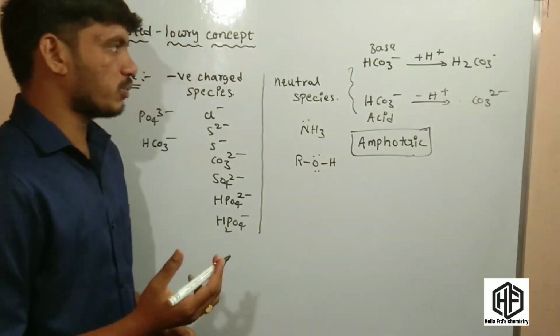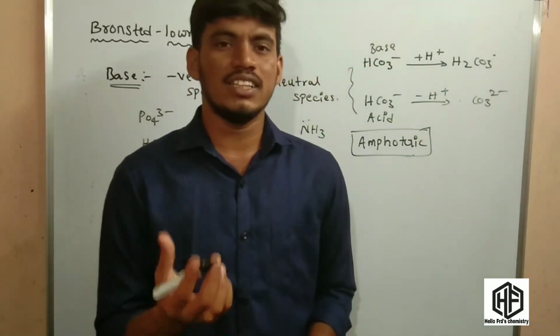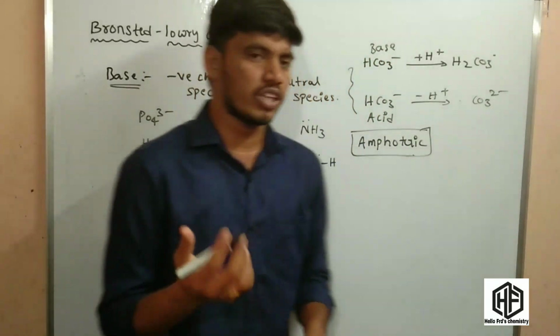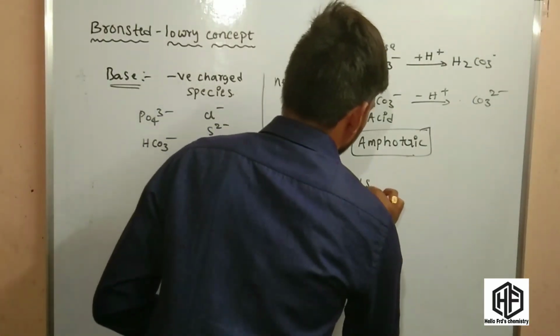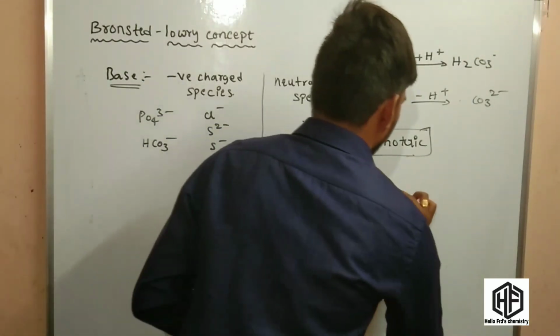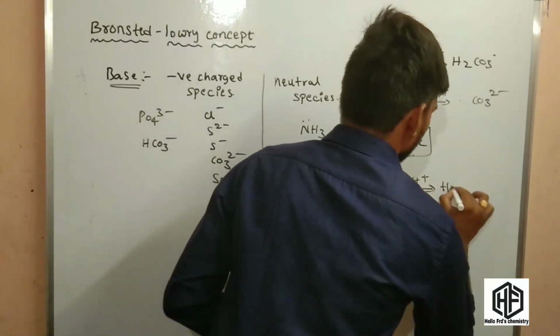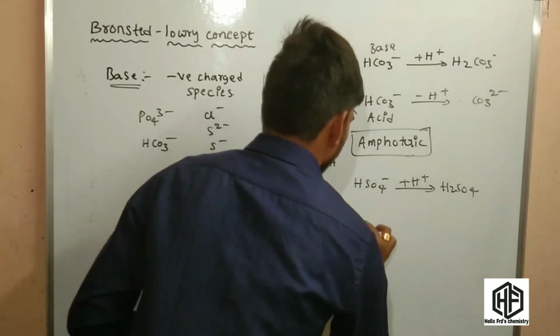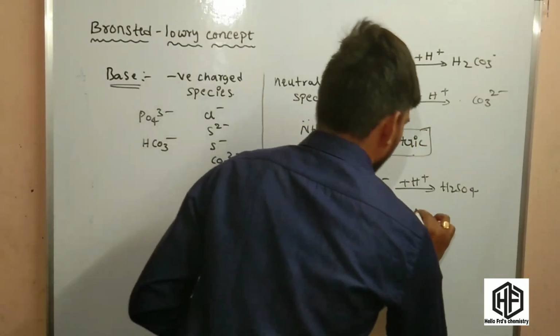What is an amphoteric species? A species that acts as both a Bronsted base and a Bronsted acid is called an amphoteric species. One more example of an amphoteric species is HSO4 minus. HSO4 minus is a proton acceptor, forming H2SO4, and HSO4 minus is also a proton donor.